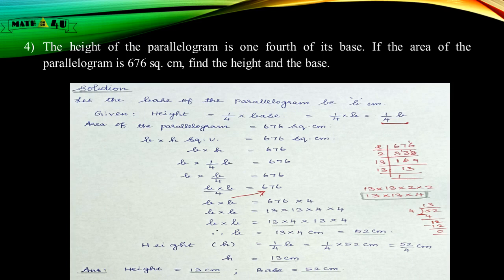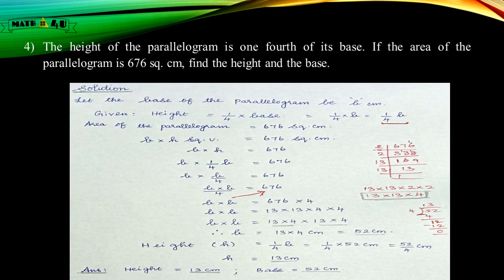The height of the parallelogram is 1/4 of its base. If the area of the parallelogram is 676 square centimeter, find the height and the base. Let the base of the parallelogram be B centimeter. What is given? Height is equal to 1/4 of its base. It is nothing but 1/4 into B. That is 1/4 B. Area of the parallelogram is 676 square centimeter.